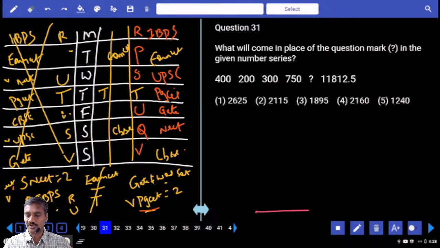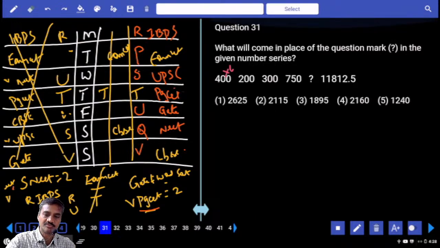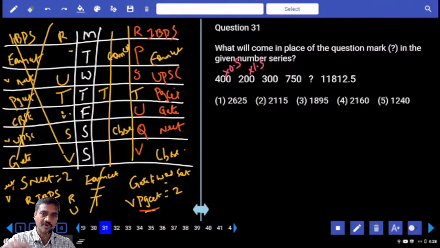Now 400 and 200, how to represent this one? Into 0.5. Now this is into 1.5. Into 0.5, 1.5, this is 2.5. Next must be 3.5. Now 3.5, what is the number we have? 2625. And 31, choice 1. The given numbers are multiplied with 0.5, 1.5, 2.5, 3.5.